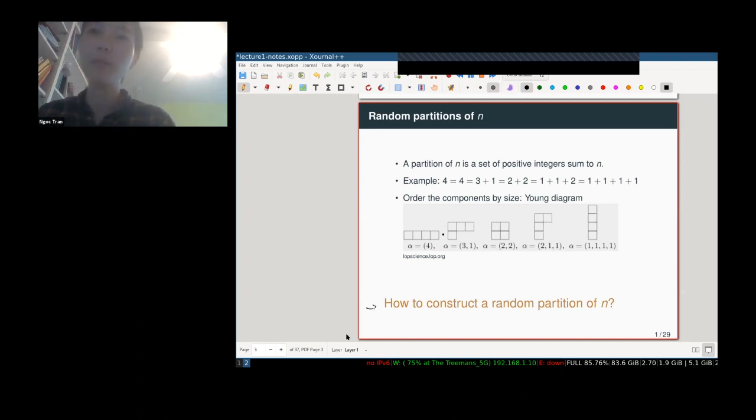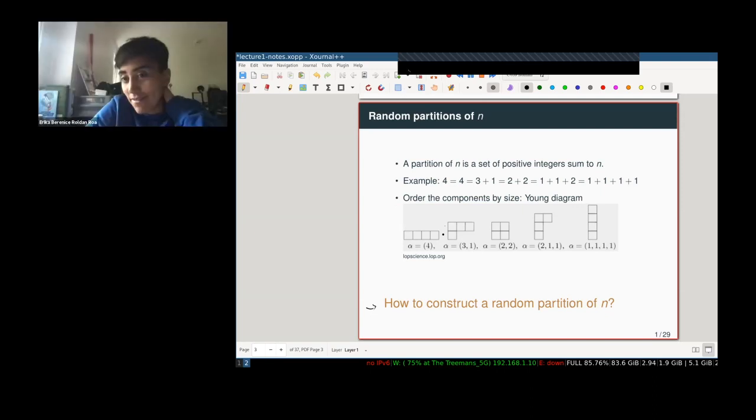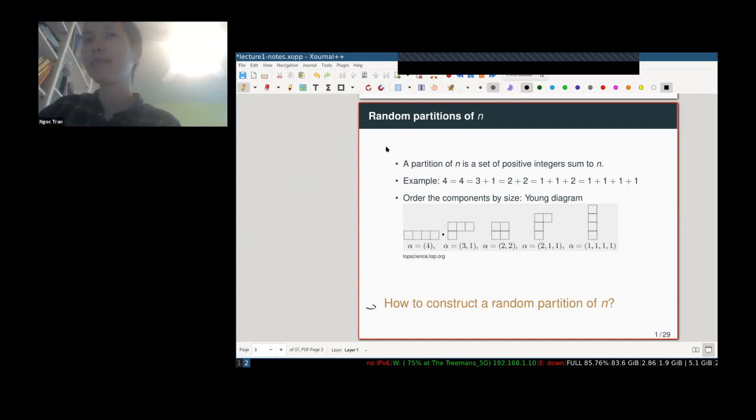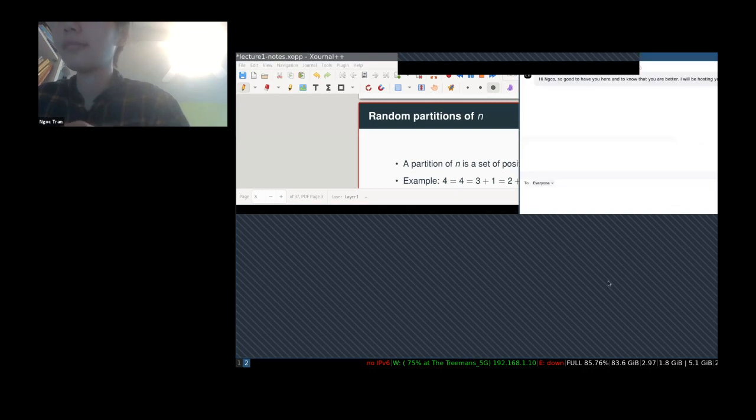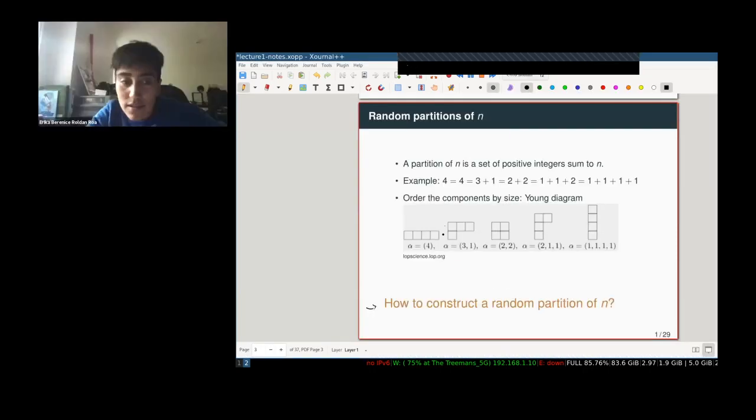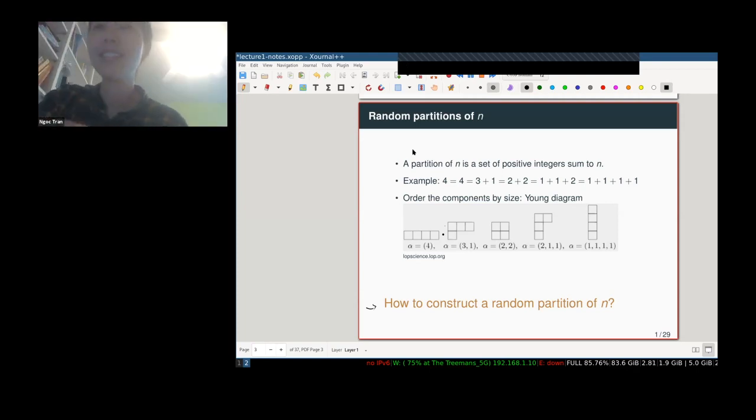Now here's the first question for you. How do I construct a random partition of n? Someone can unmute or type in the chat. Can I take the token? Yeah, please do. Let people also dare to speak.